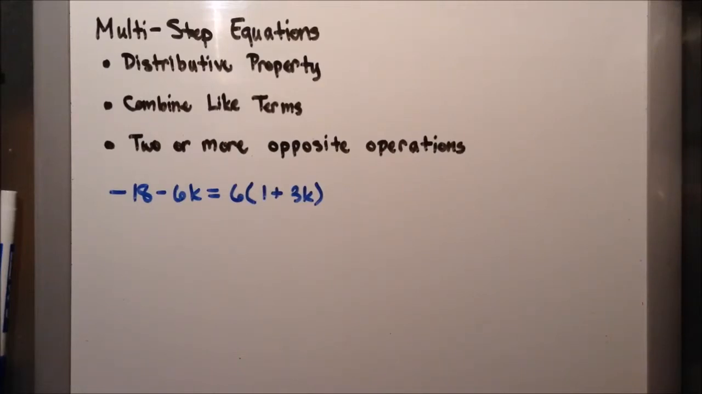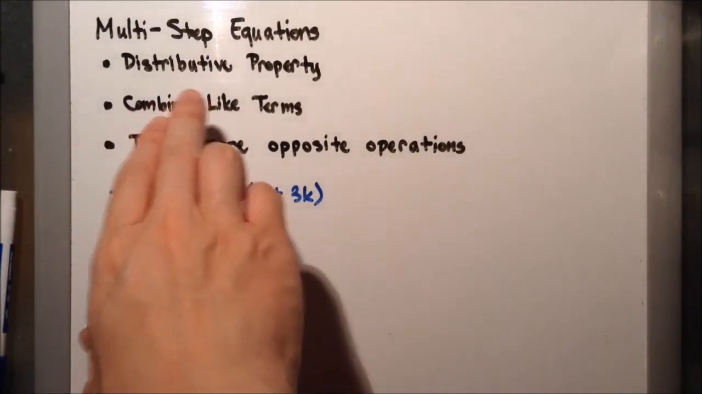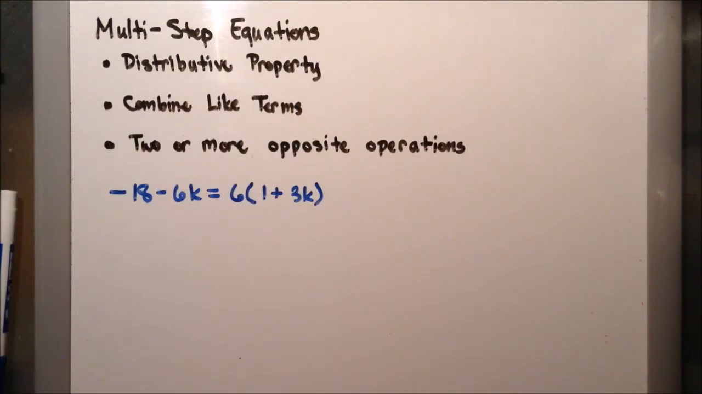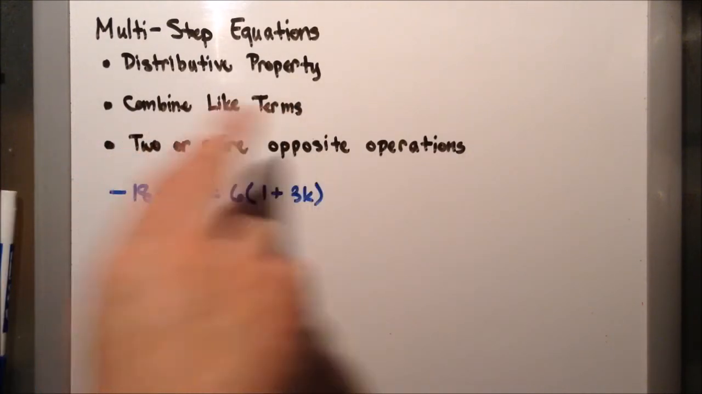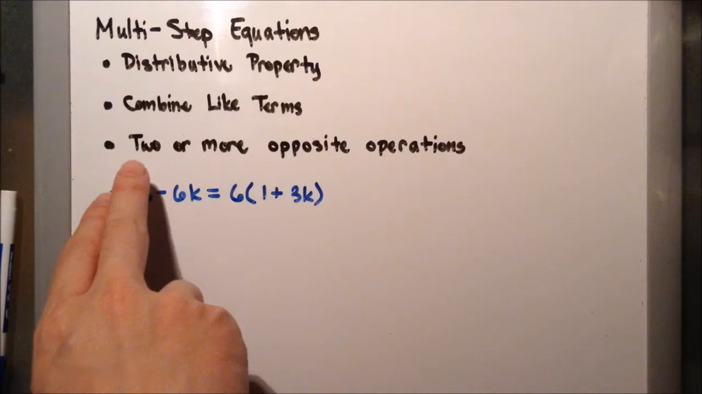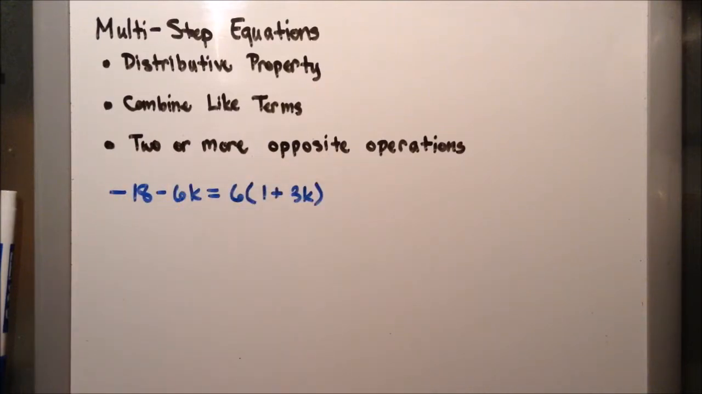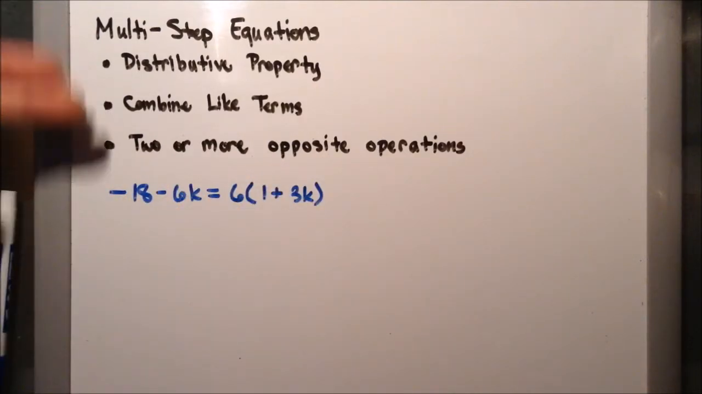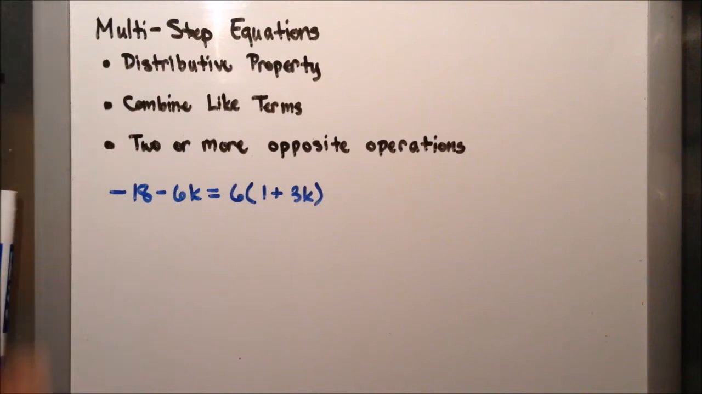Alright, in this section we're going to talk about multi-step equations. So what do I mean by multi-step equation? It means that you may have to use the distributive property, you might have to combine like terms, you might have to use two or more opposite operations. So you would probably have to do maybe all of them or any combination of these three when solving a multi-step equation. Alright, so let's take a look at our first example.